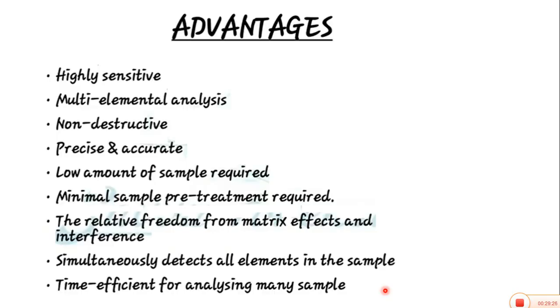So what are the advantages of this technique? High sensitivity, because as we have studied about atomic absorption spectroscopy, it has no high sensitivity, because it has a limited range in which you can measure atoms or metal atoms. After that, you will never be able to detect the concentration and amount of a particular element, particularly when the amount of the element is at very low levels.